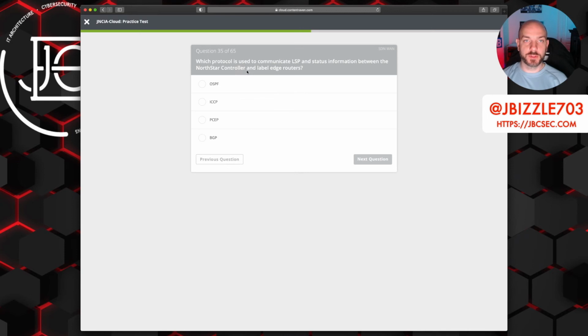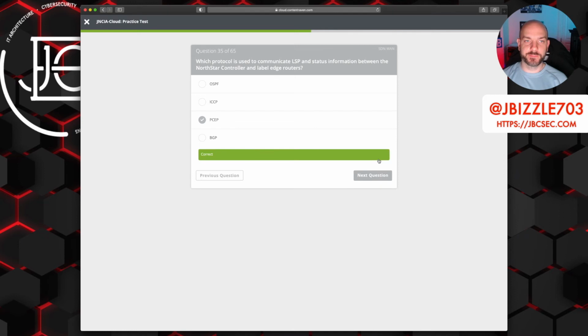Which protocol is used to communicate LSP and status information between the North Star controller and label edge routers? Not OSPF, not BGP. For some reason, I think it's PCEP. We'll see if I'm right. Yep.